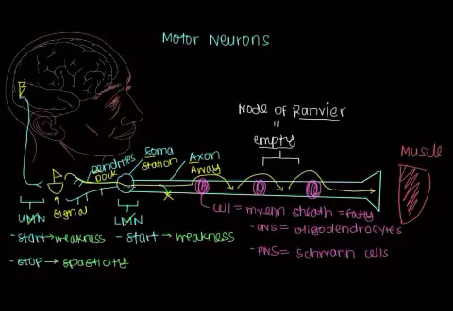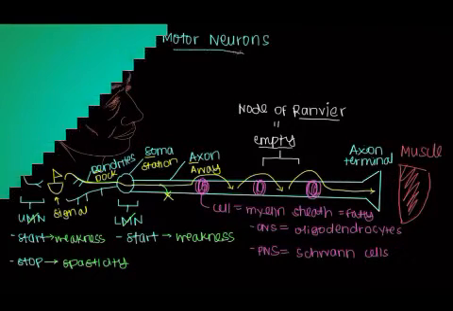And so as our signal is going to propagate down this axon here and jump from node to node, eventually it'll finally make it to our axon terminal right here, where we can then relay a message to our muscle that it's time to contract. And that's how our motor neurons work.